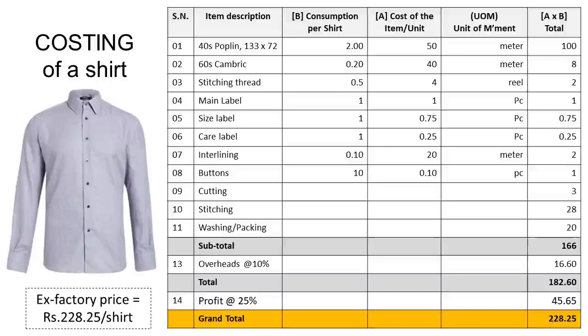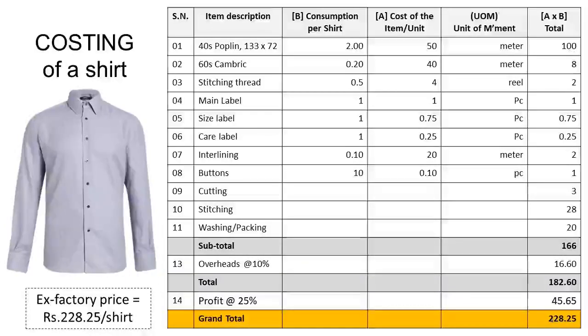And then, of course, it's important to specify the unit of measurement, because there are some materials which come in meters or yards. Stitching thread comes in reels, main label, etc. would come in pieces. And if you talk about fabric in knitted garments, then we talk about fabric in kilos or ounces. And of course, the last column is the multiplication of consumption per unit into the cost of the material.